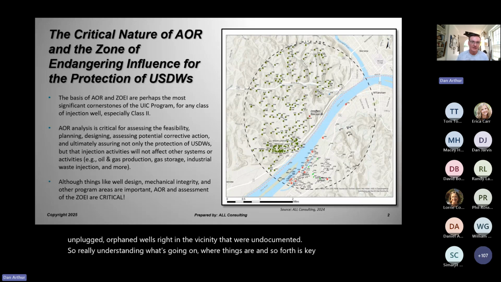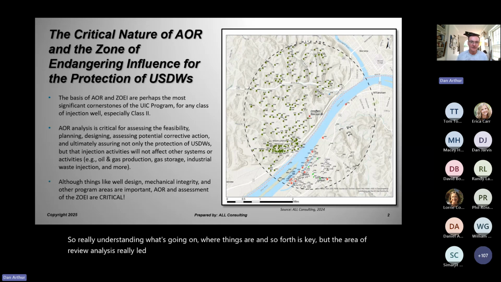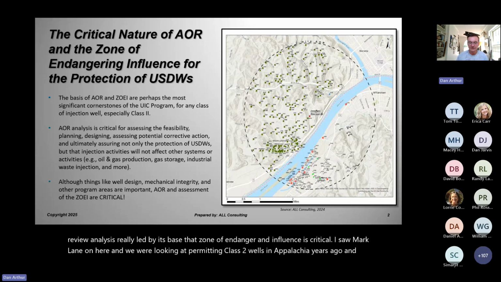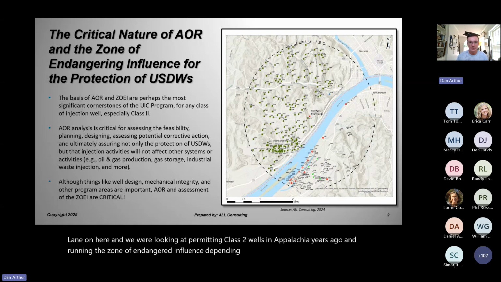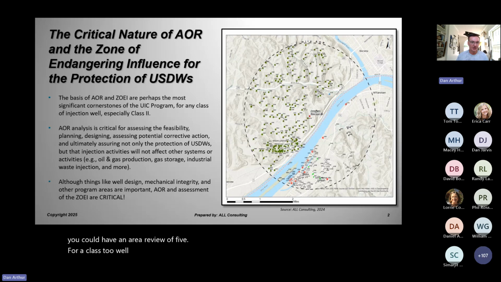But the area of review analysis, led by its base, that zone of endangering influence, is critical. I saw Mark Lane on here, and we were looking at permitting Class II wells in Appalachia years ago and running the zone of endangering influence. Depending on the zones we were in, you could have an area of review of 5 miles for a Class II well. So it really just depends on the geology. You have to know what's going on.